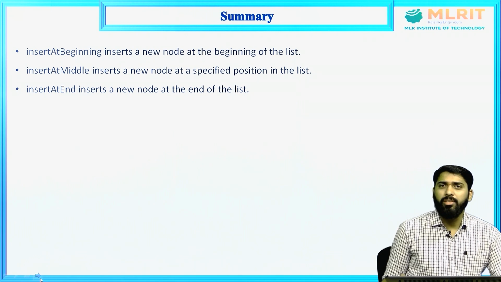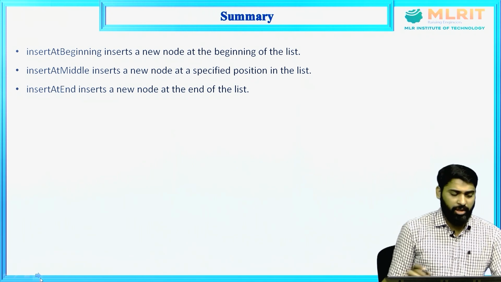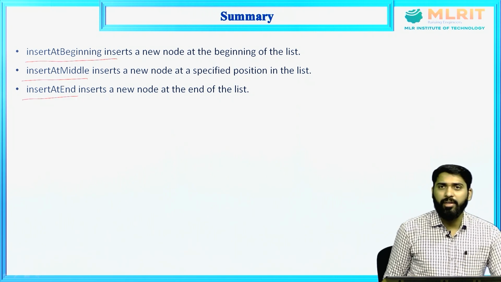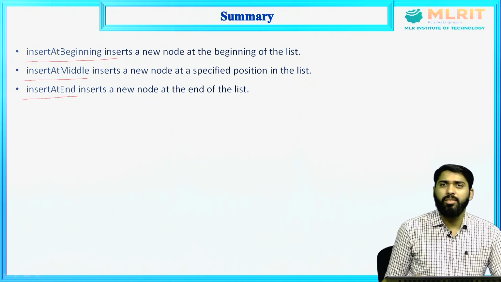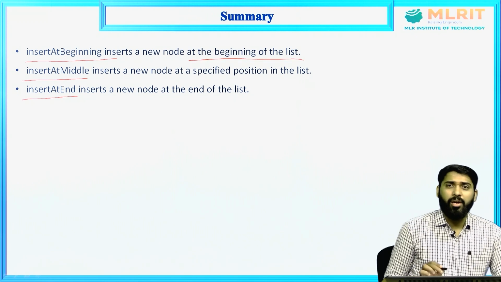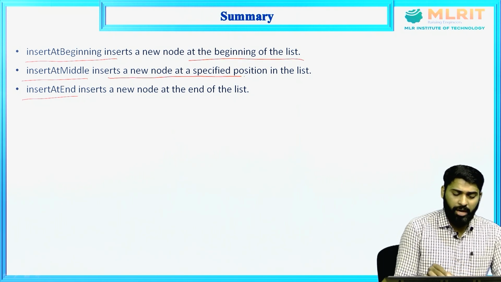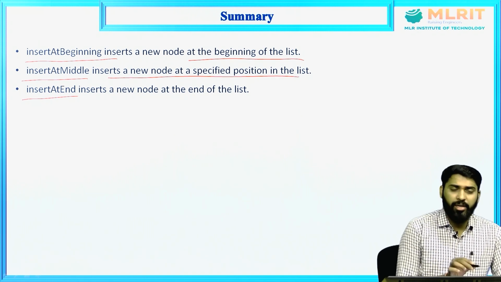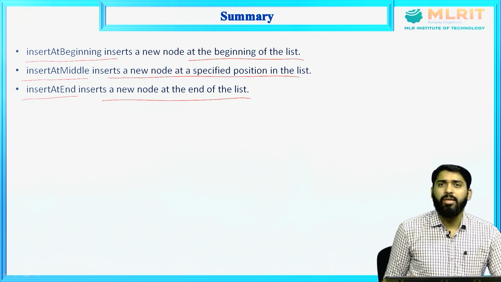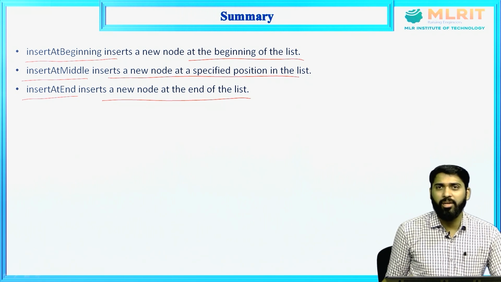Summary of this session. In this session we learned how to insert a new node in the circular single linked list. In insertion we have three cases: insert at beginning, insert at middle, and insert at end. Insert at beginning means the newly created node is inserted at the beginning of the list, insert at middle inserts a node at a specified position in the list, and insert at end inserts a new node at the end of the list. In the next class we are going to learn how to display elements in the circular single linked list. Thank you.